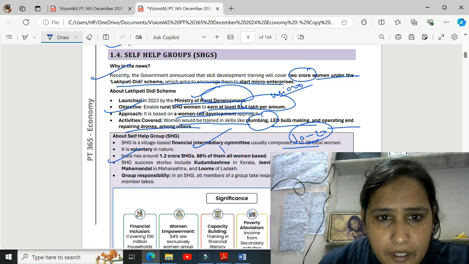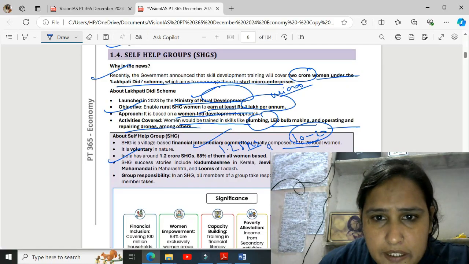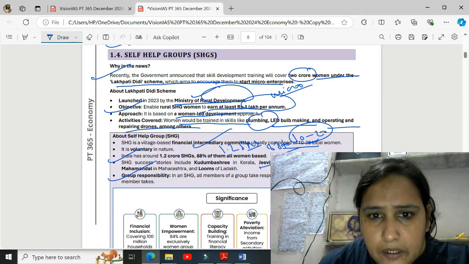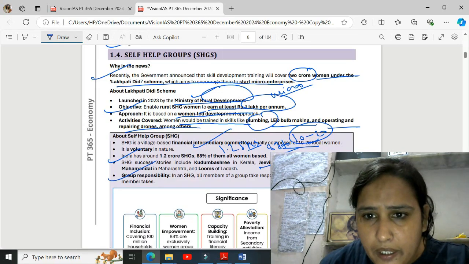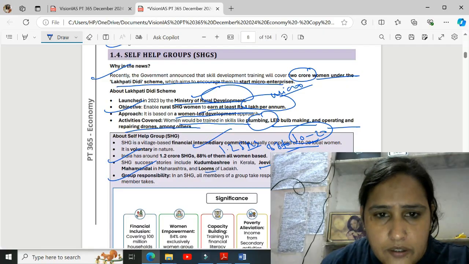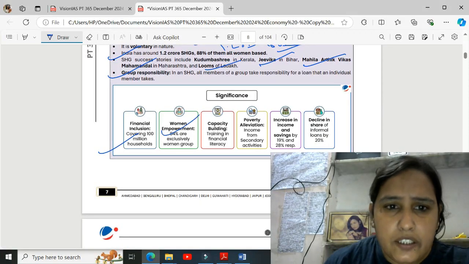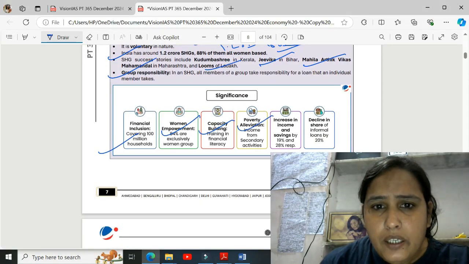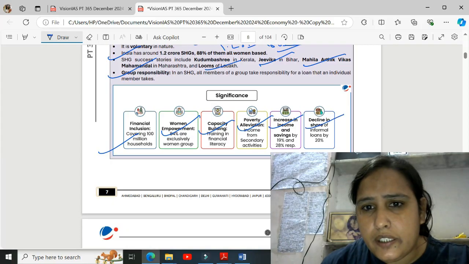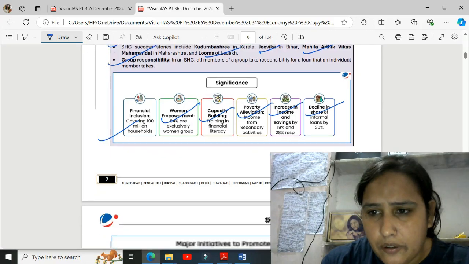India has around 1.2 crore SHGs and 88% are women-based. Examples are Kudumbashree in Kerala, Jeevika in Bihar, Mahila Arthik Vikas Mahamandal, and the Loom in Ladakh. So now, what is the significance? First is financial inclusion, women empowerment, capacity building, poverty alleviation, increased income, and decline of the share. Okay, so these all are there.